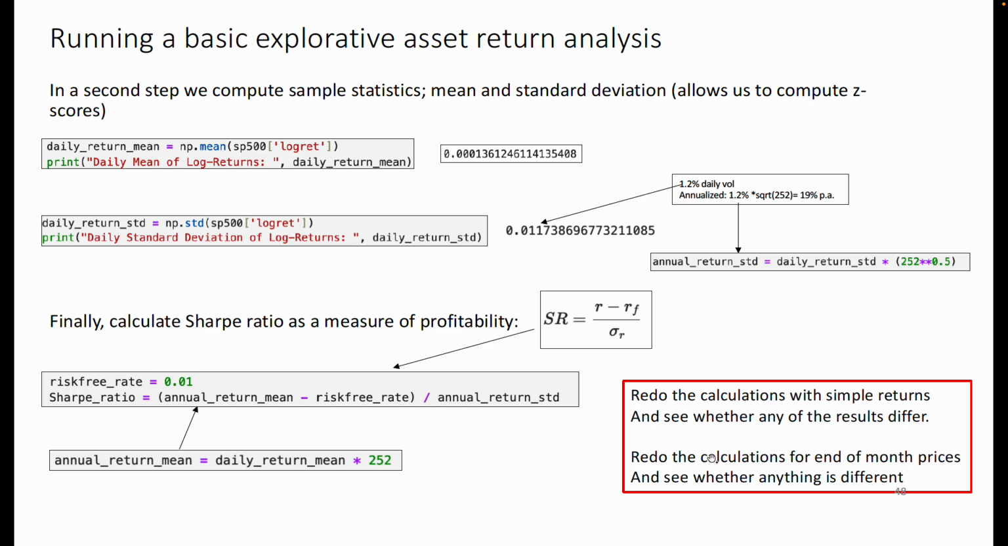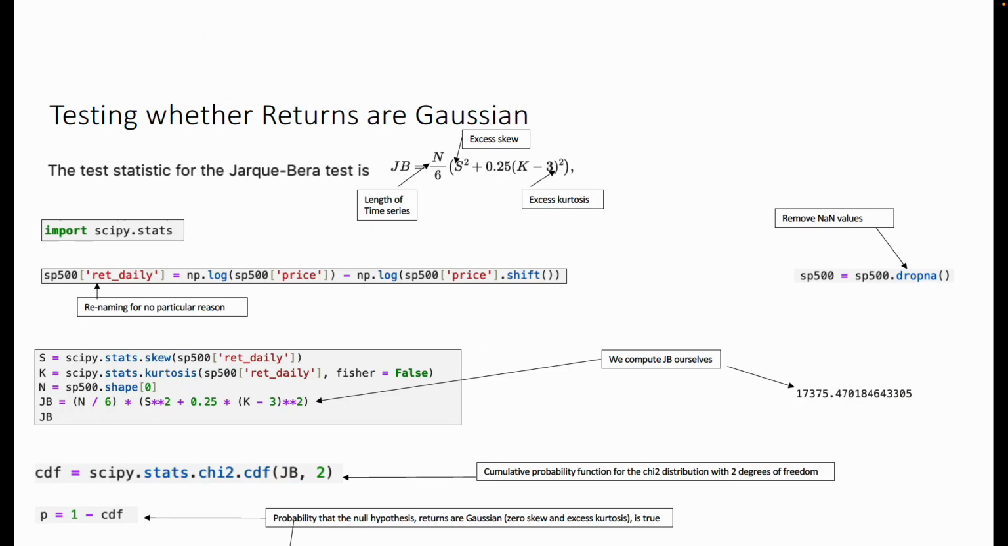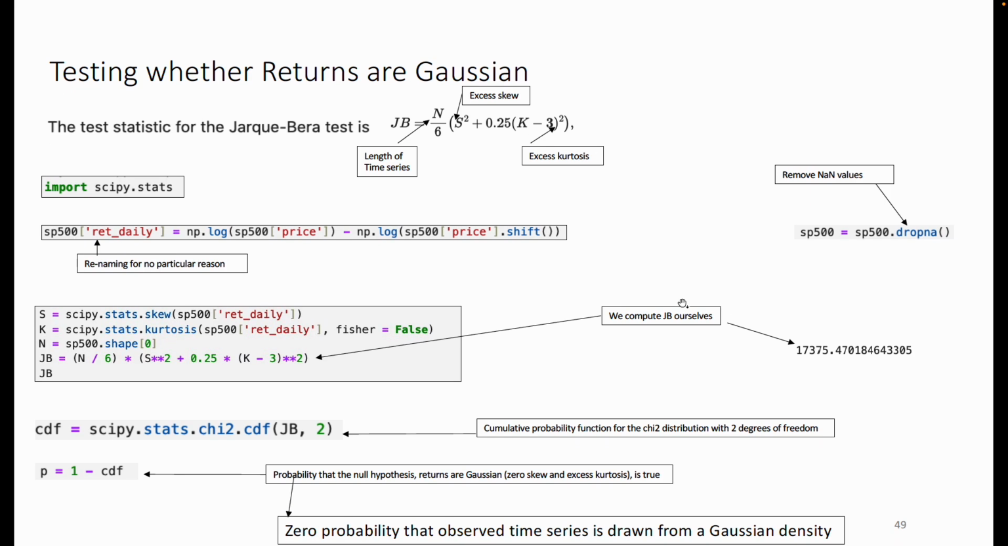Or whether, if you use end-of-month returns instead of daily returns, things will be slightly different. That's an exercise if you want to. Otherwise, the next thing I would do is check whether returns are Gaussian, so there's a Jarque-Bera test.